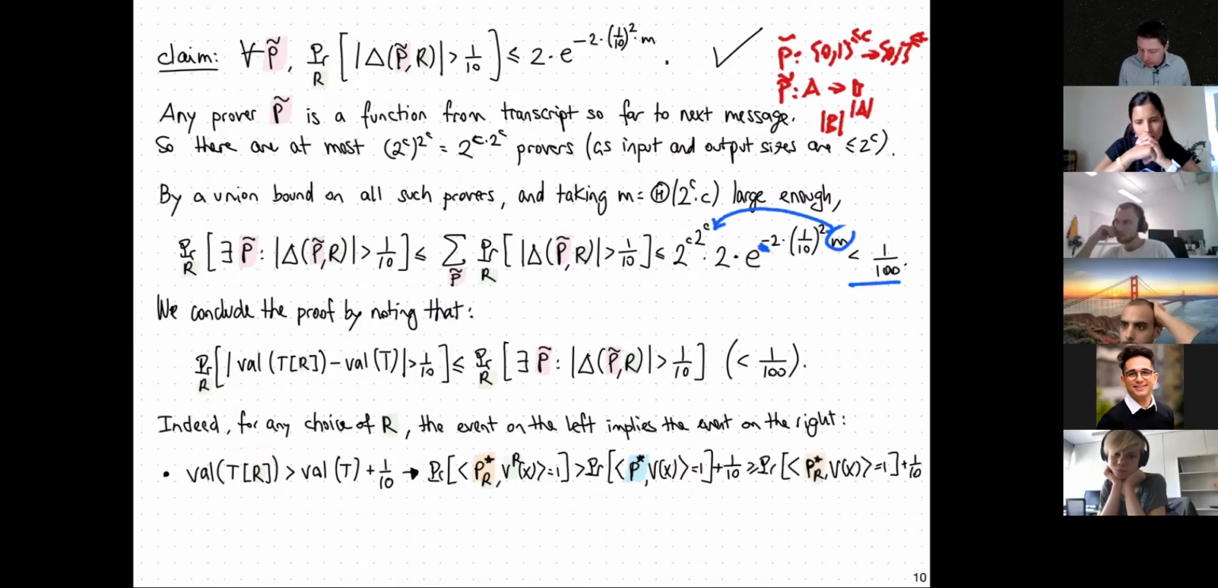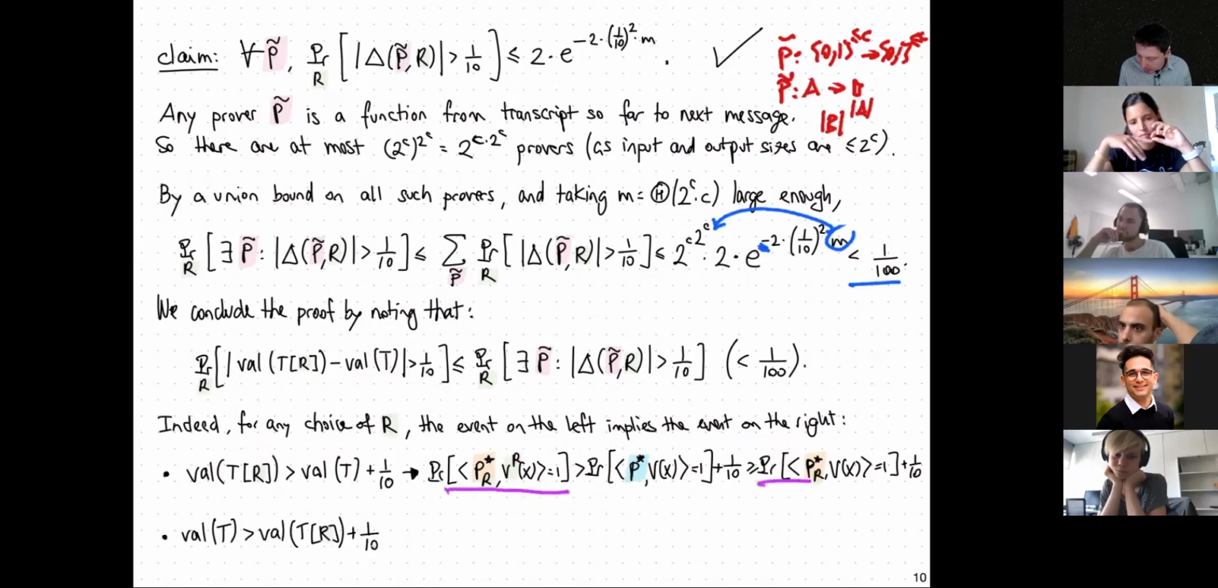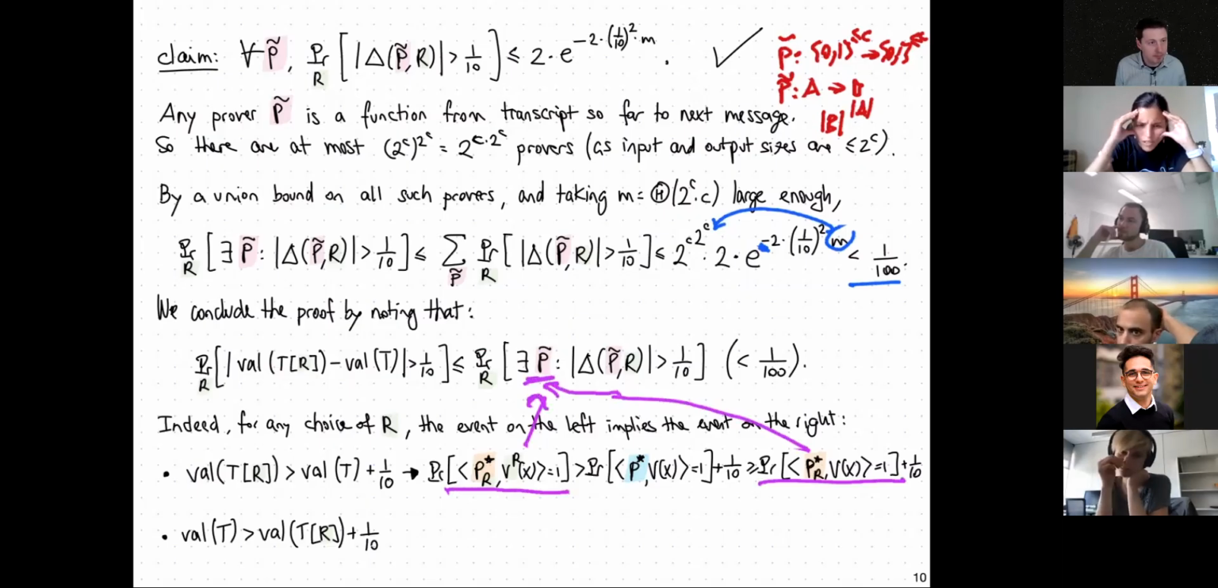But whatever this prover is, it can only do no worse, because it's the optimal one, than the prover that was optimal for the residual tree. And so now, if I go from here to here, I see that this P star R is the prover that makes the delta large, right? So whenever this happens, then this must happen because we had this. And the other direction is symmetric.